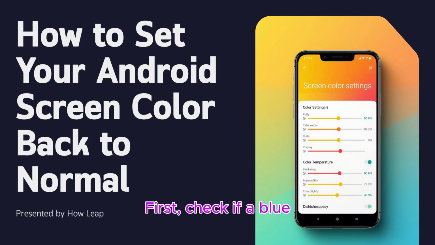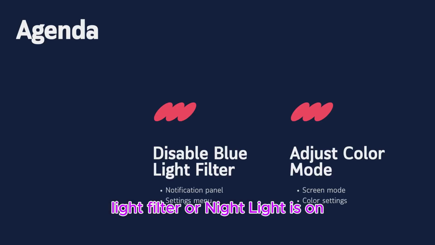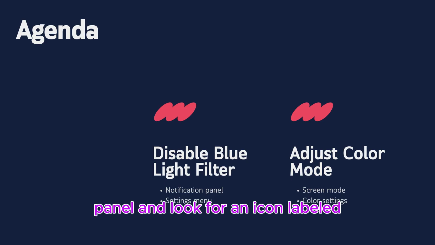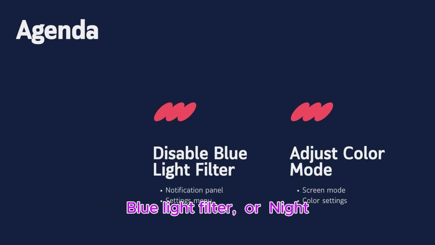First, check if a blue light filter or night light is on. Swipe down the notification panel and look for an icon labeled Eye Comfort, blue light filter or night light. Tap it to turn it off.